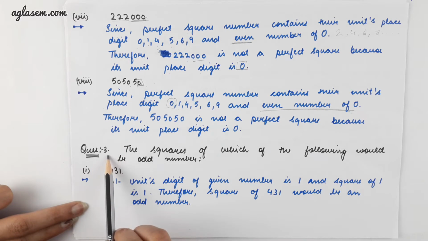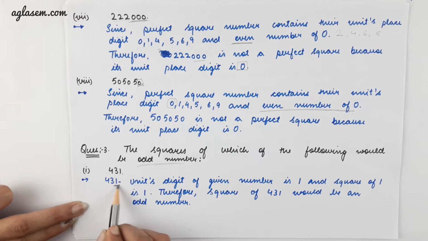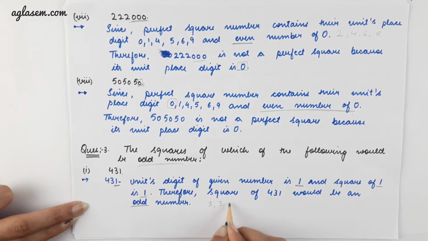Coming to question 3, we have to tell the squares of which of the following would be odd numbers. Here we have given some numbers. We have to tell whether the square of such number is an odd number or not. So here also we will just focus on the unit digit, because the unit digit will tell whether it is an odd number square or an even number square. So in 431, unit digit is 1 and square of 1 is 1. Therefore, square of 431 would be an odd number, because odd numbers end with 1, 3, 5, 7 and so on.